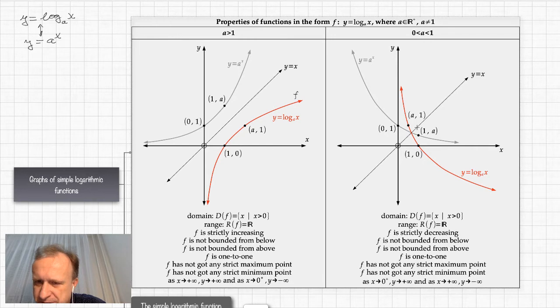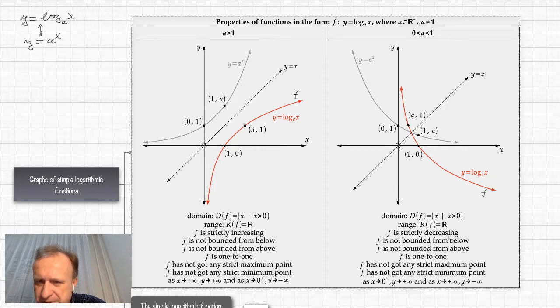So first, notice it passes through the point with coordinates 1 and 0 and through the point with coordinates a and 1. So these are two important points on the curve. And now let's talk about the domain of this function. So this function is the function f. So the domain of this function consists of all positive numbers. Its range is represented by all real numbers.